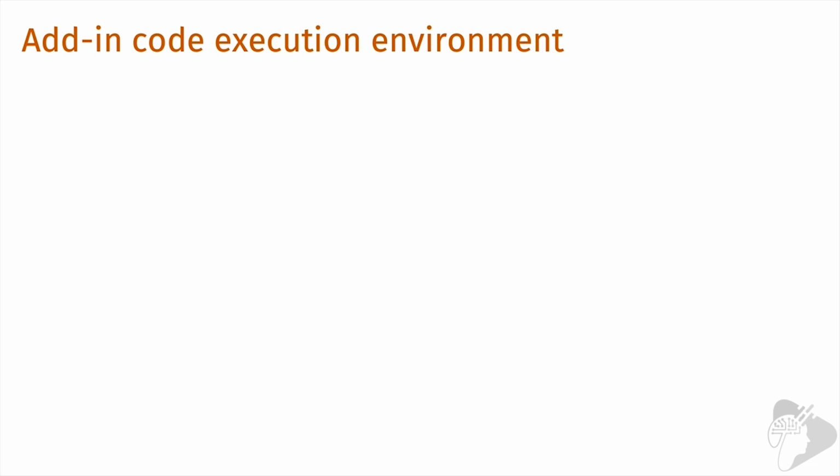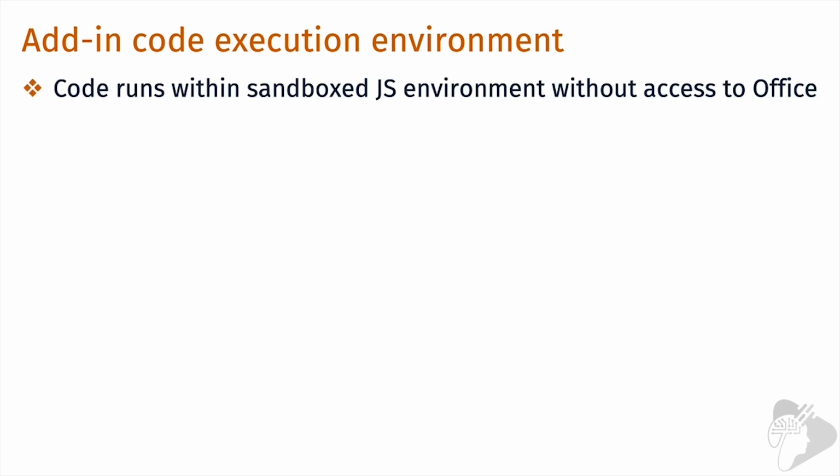Now, let's talk about how your code runs inside of an Office add-in. You need to know how add-ins are executed and how you're going to interact with the Office app when you're using something like Office.js. Now, your code is going to run in a sandboxed JavaScript environment, and that environment can't directly access the Office app, the document, spreadsheet, presentation, email, calendar event, whatever other Office type that we're in. You can't access that thing directly.